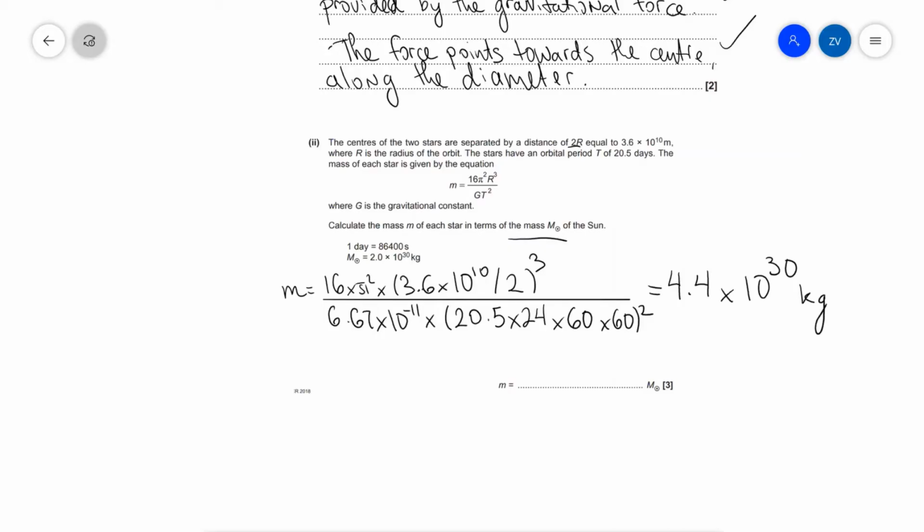And if we divide that by 2 times 10 to the 30, I'm just going to write this over here for completion. So 4.4 times 10 to the power of 30 divided by the mass of the sun, which is 2.0 times 10 to the power of 30. This is going to give us a final answer of 2.2 solar masses, like so. So I'm just going to write this over here as 2.2 solar masses.